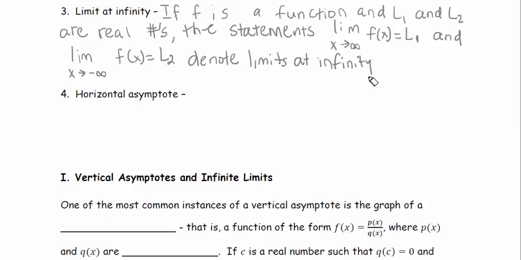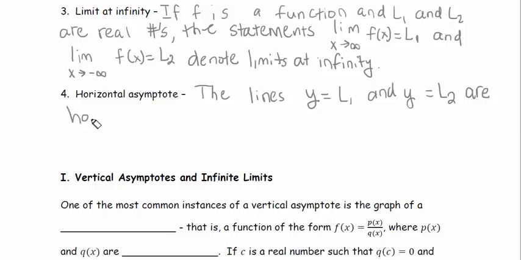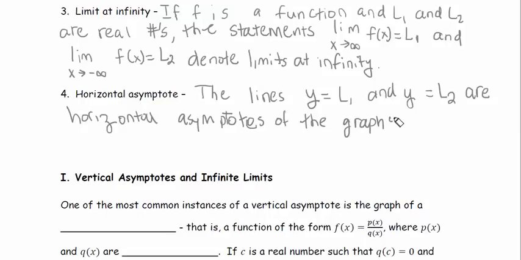And finally, horizontal asymptotes: the lines y equals L1 and y equals L2 are horizontal asymptotes of the graph of f.